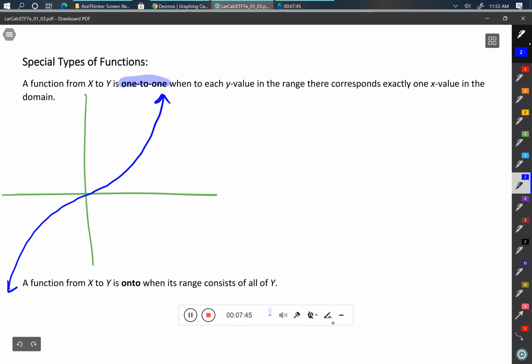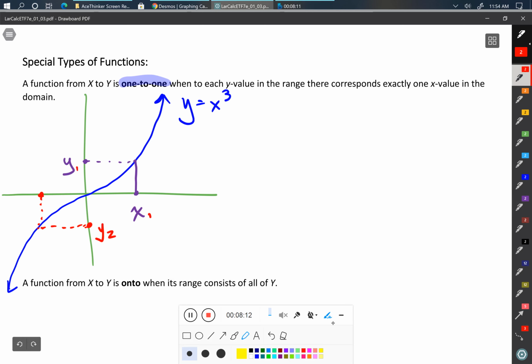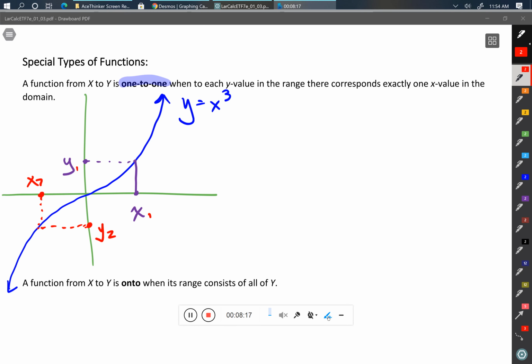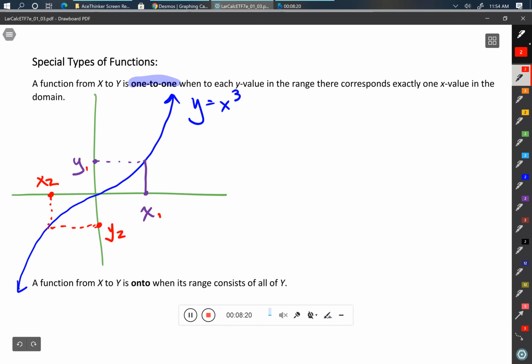Let's say that we were looking at this guy, y equals x cubed. This is a one-to-one function because if I pick any x value, there's going to be only one y value that corresponds to it. Or if I pick any y value, there's only going to be one x value. So if I call this x1 and y1, then this would be y2, and there would be an x2 over there. So we're looking at a function where every x gets one y, and every y gets one x.